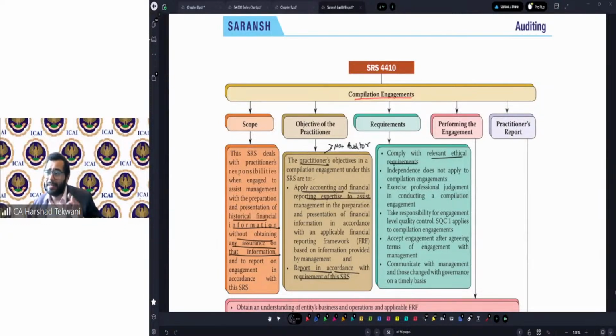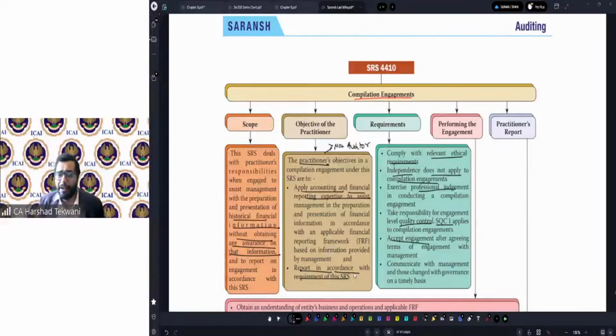Then independence does not apply to compilation engagement also. Same, as you know, it is not applied to related service because we are not giving any assurance. As a result, independence is not mandatory for these things. Then the requirement of the professional judgment, that while doing compilation, apply your professional judgment. Then it comes with the responsibility of the engagement quality control. SQC 1 is also applicable. And before accepting the engagement, check the client's acceptance and continuance. Remember, client's acceptance and continuance that we have already seen in SA 210 and 220 in detail.